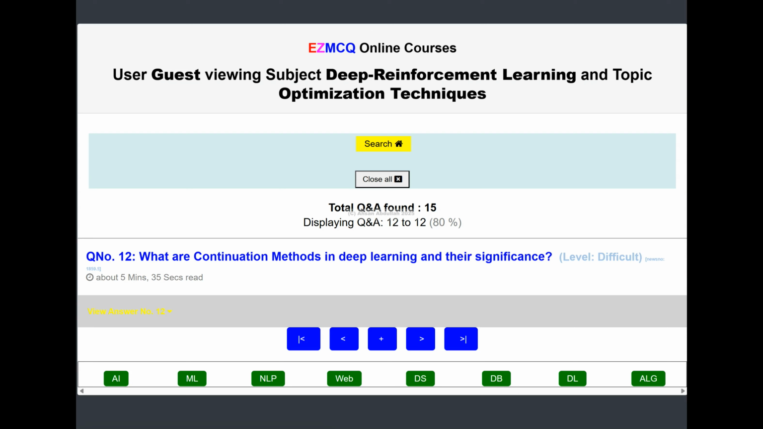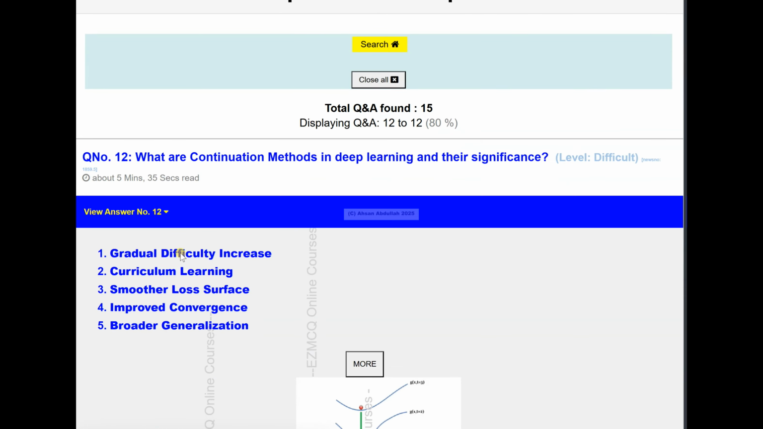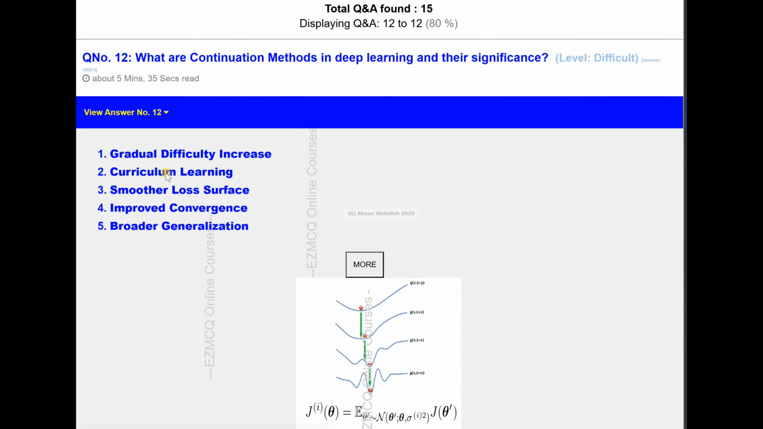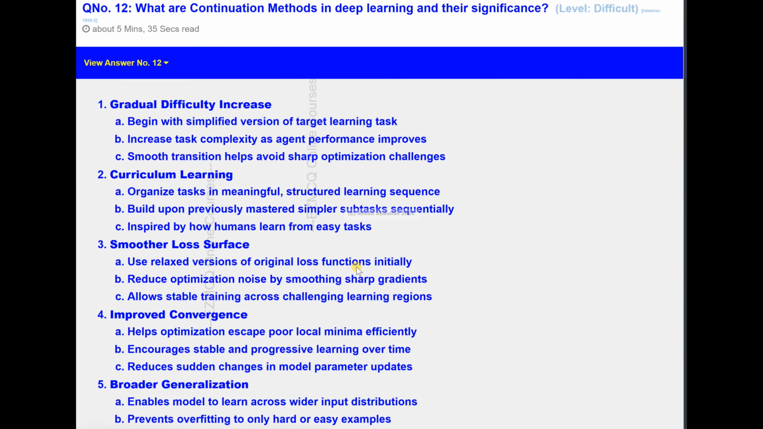So now we look at the continuation methods. What are those methods and what is their significance? These are the bullets of the content which we'll be discussing. And here we have the diagram. And these bullets are further divided into sub-bullets like this.